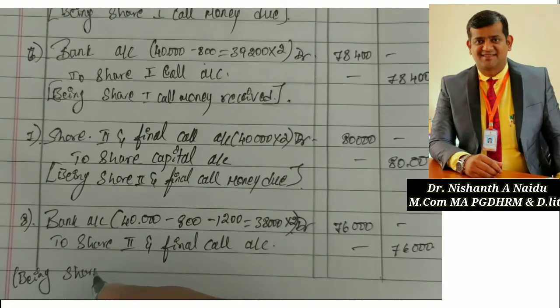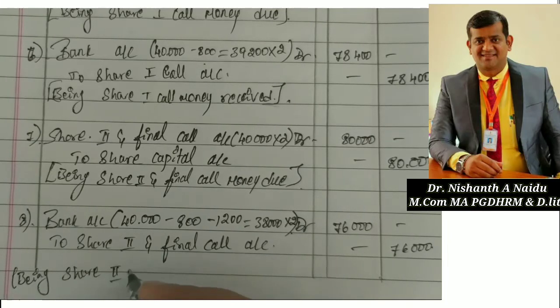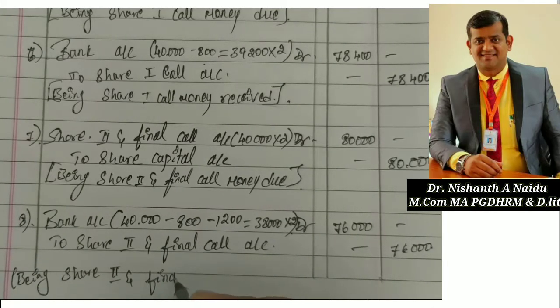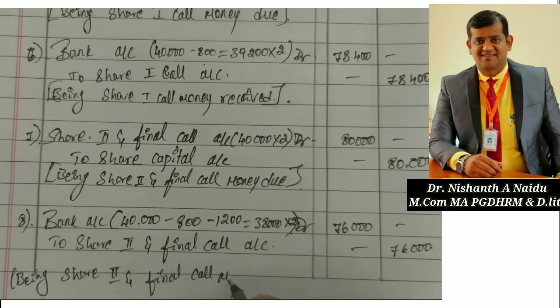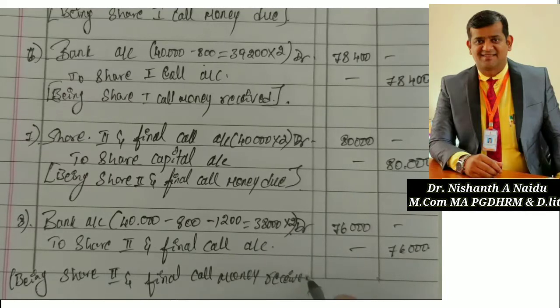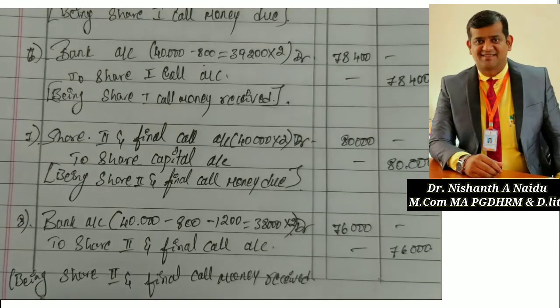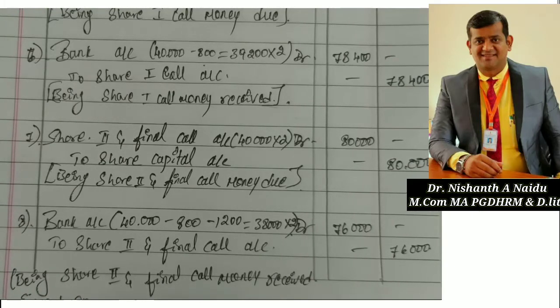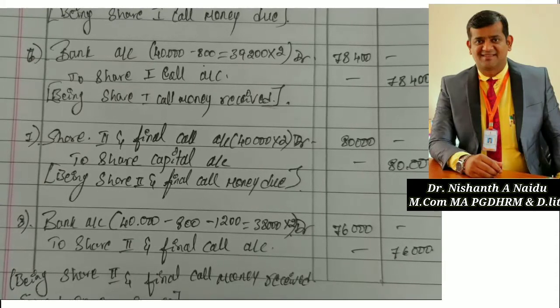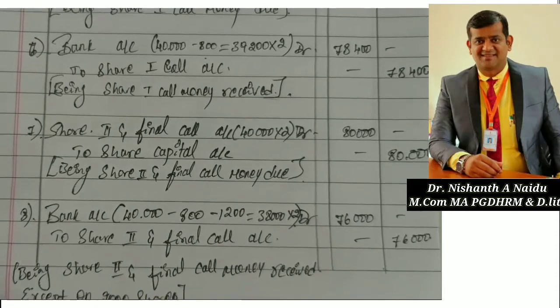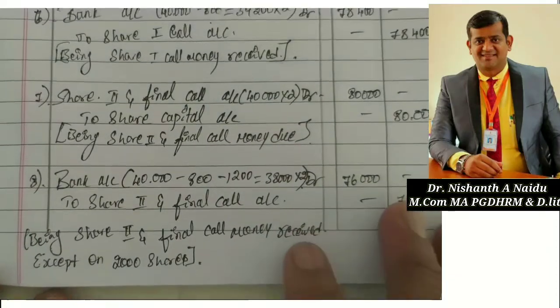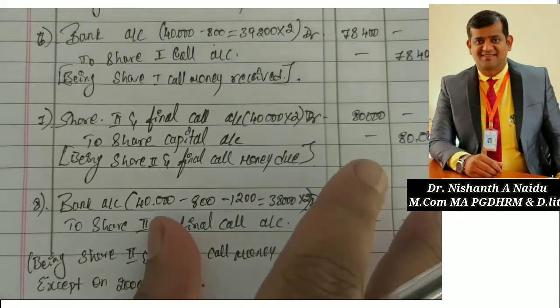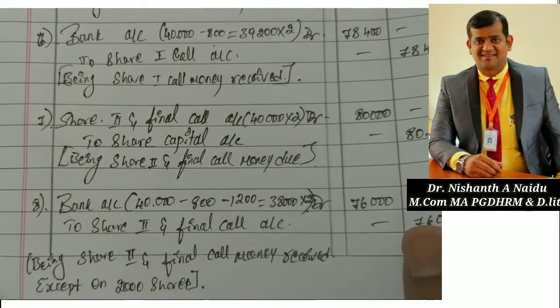Being share second and final call money received on 2000 shares. Okay, so now this is also done with the 8th entry. So now let us pass the 9th journal entry.